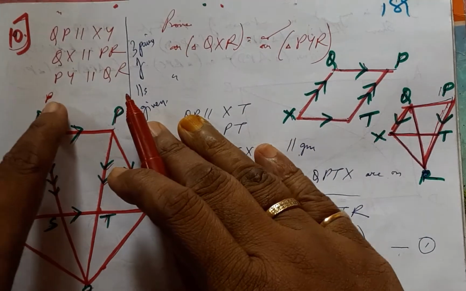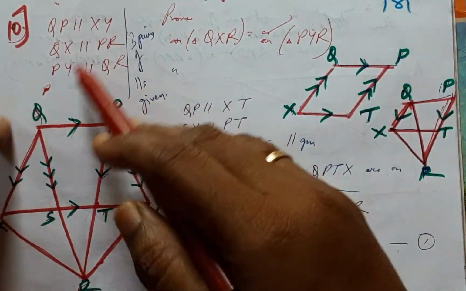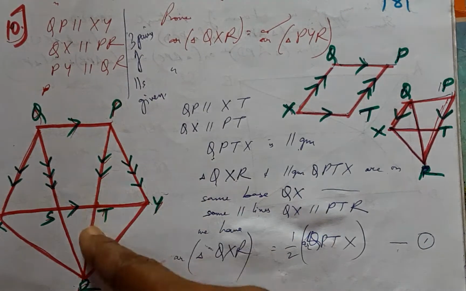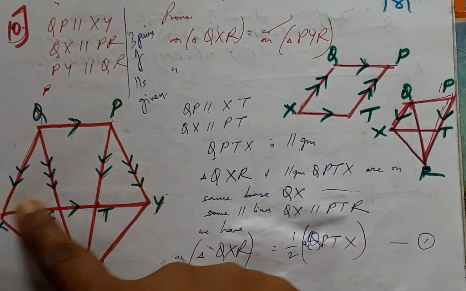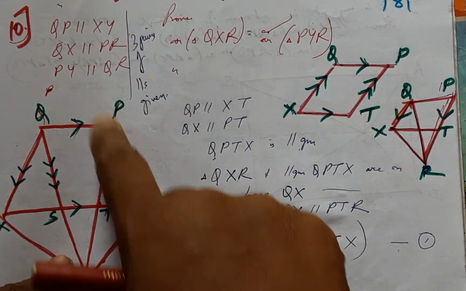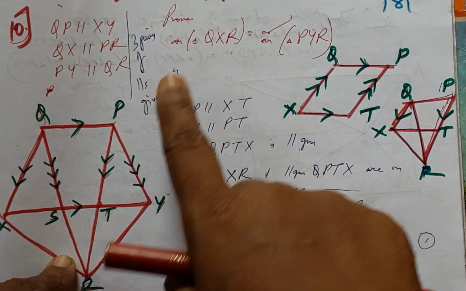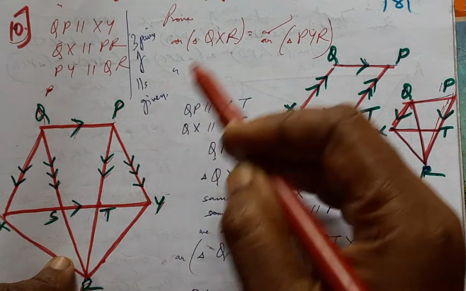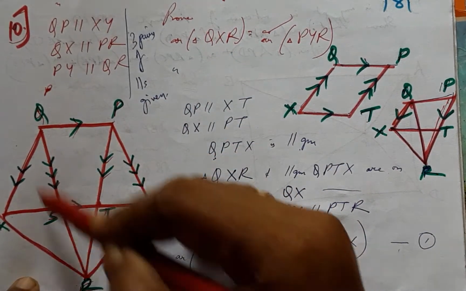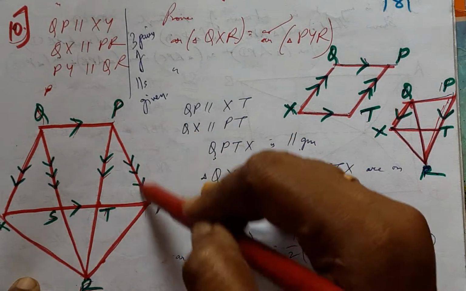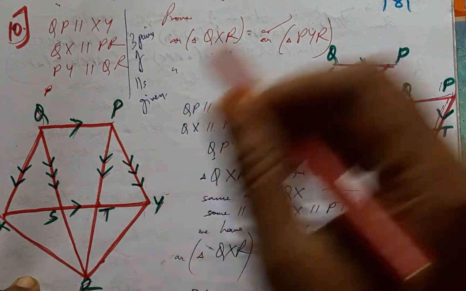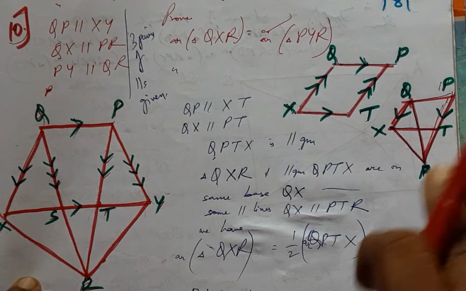The 10th question says there are many parallel lines. This is parallel to this, this is parallel to this, and this is parallel to this, as has been given herein. And now we are required to prove that the triangle QXR, where is that? This triangle is equal to this triangle area wise. That is the proof we are required to arrive at.